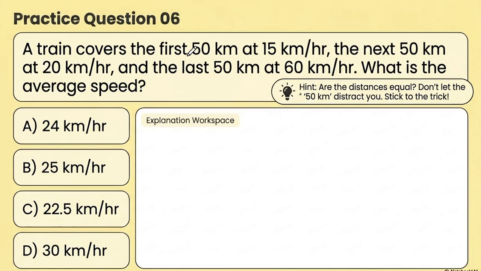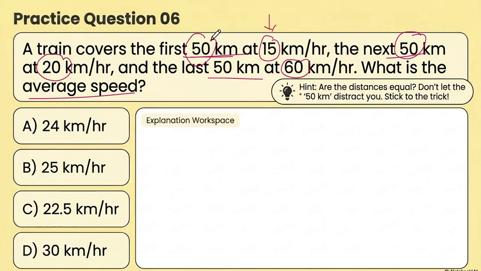A train covers the first 50 km at 15 km per hour, the next 50 km at 20 km per hour, and the last 50 km at 60 km per hour. So what is the average speed? You can see that here 3 journeys are there, but the distance is the same, 50 km, 50 km and 50 km. So it is divided into equal parts. Only the speeds are different.